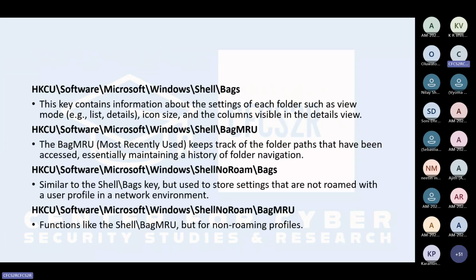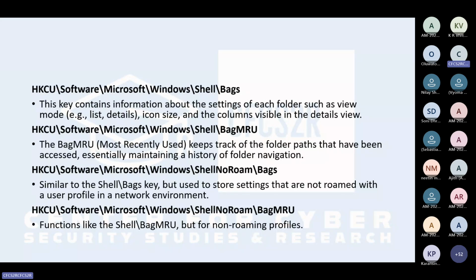I have already told you about the four keys particularly that take care of shellbags, and shellbags are saved into these particular keys. In HKCU, we go to Software, then Microsoft, Windows, Shell and Bags. This key contains information about the settings of each folder, such as view mode, list details, icon size, and columns visible in the details view. So let's go to this particular registry file and see it.